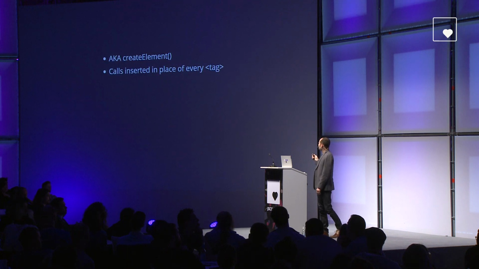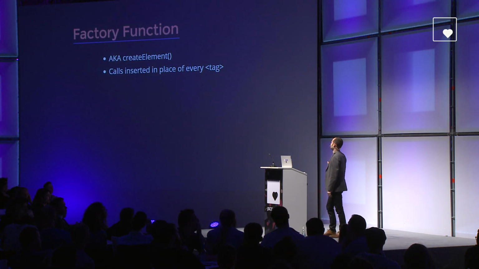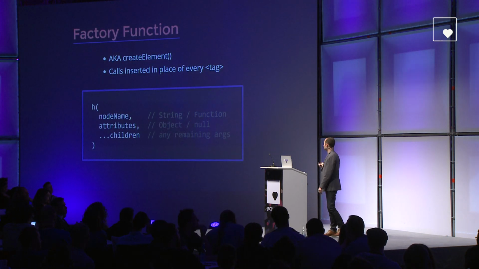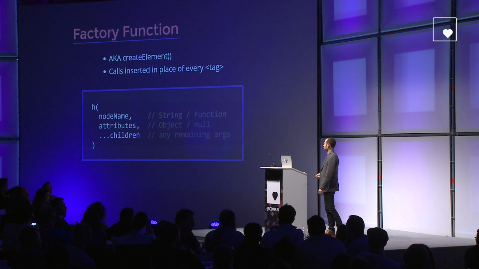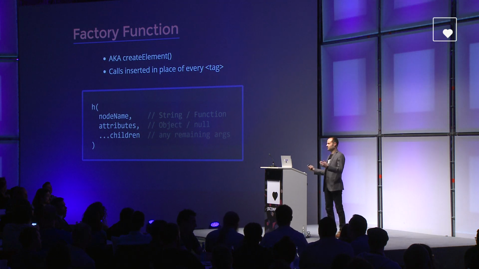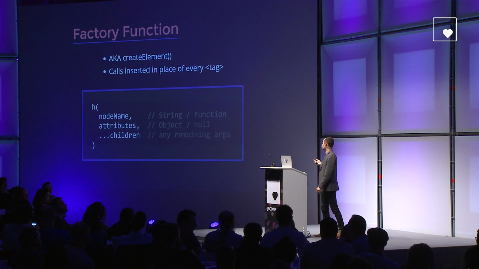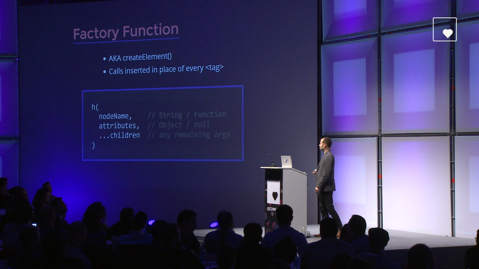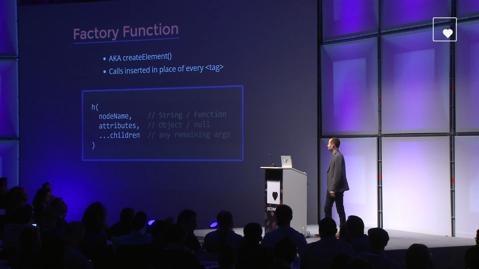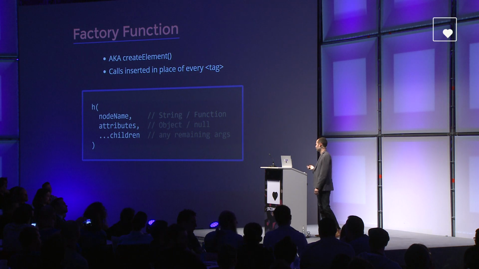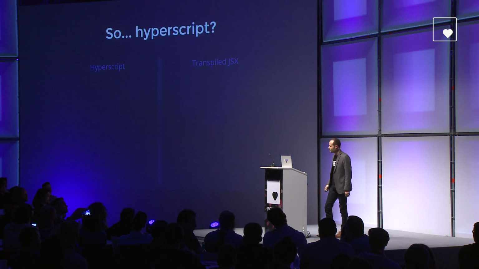So the essence of JSX is this factory function we saw. It's really simple. It just has a signature that accepts the things that you typed into your text editor. So you have node name. You might see this referred to as tag name. They're the same thing, which is going to be a string or a function. Really, it could be anything, but it's going to be one of these two. You have attributes, which is optional. It could be an object. And then the rest of the arguments are children, and this is how we do composition.